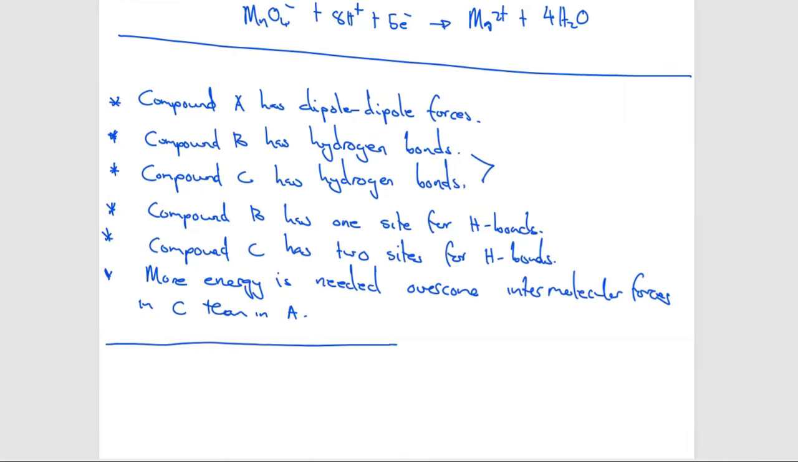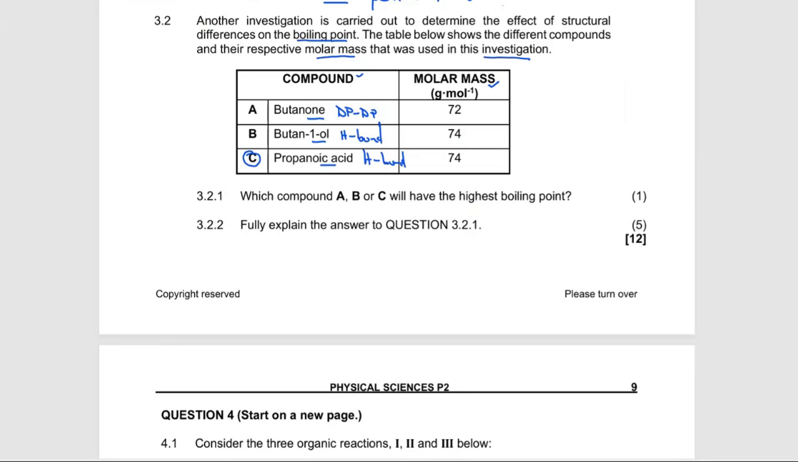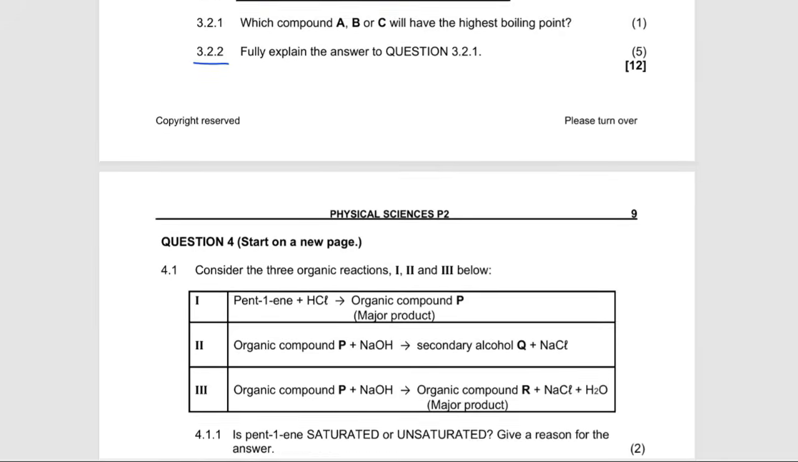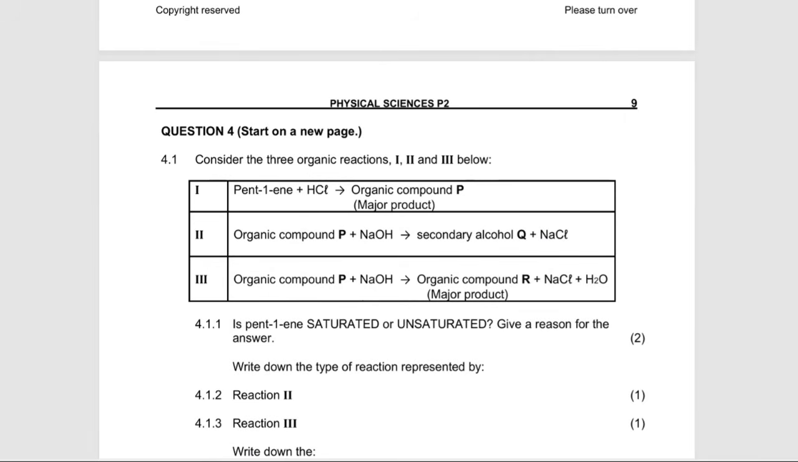So that's how we attempt that question. Then moving forward to the next question. We're done with 3.2.2, moving forward to question 4.1. Consider the three organic reactions 1, 2, and 3 below.